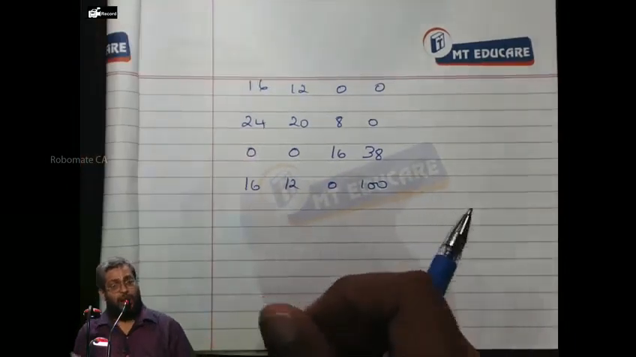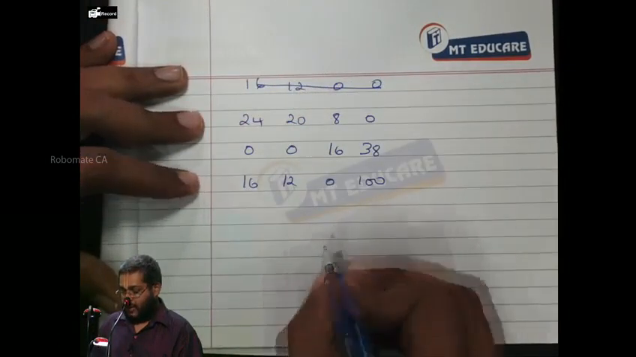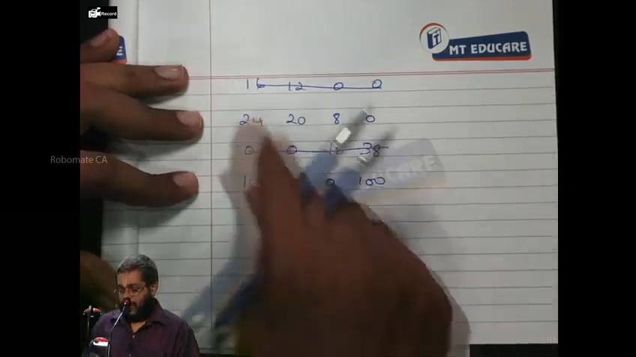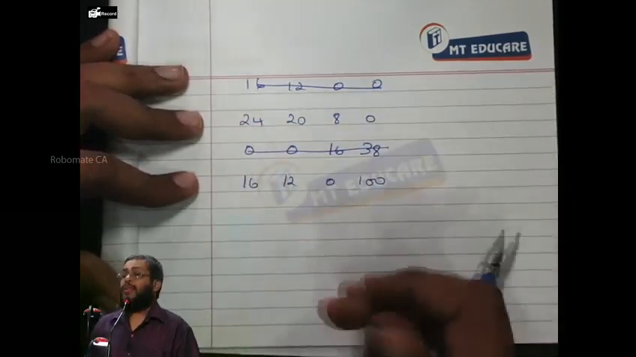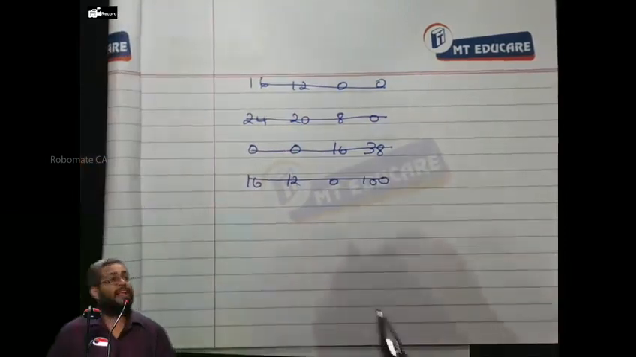We can go for rows or columns. Suppose I draw a line against the first row. Okay. Any other row with 2 zeros? No. Any column with 2 zeros? No. Only rows and columns with 1 zero remain. I cover like this. I cover like this. Are you following?